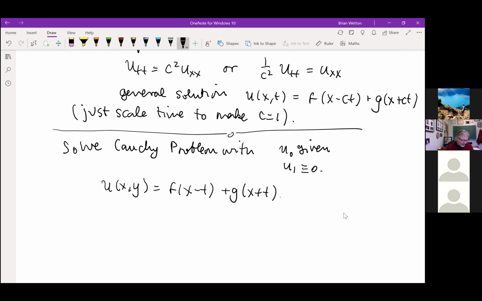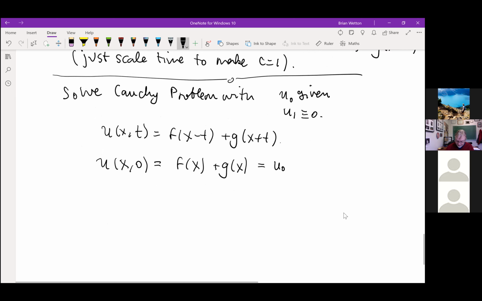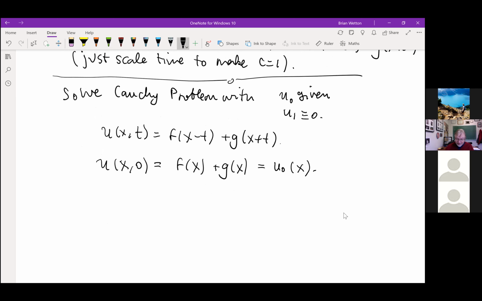And I can apply the initial conditions. So I can take that form and, oh, why is that y? Should be t. I can look at that general solution at time 0. That gives me f of x plus g of x. That's equal to u0 of x. That looks pretty good.